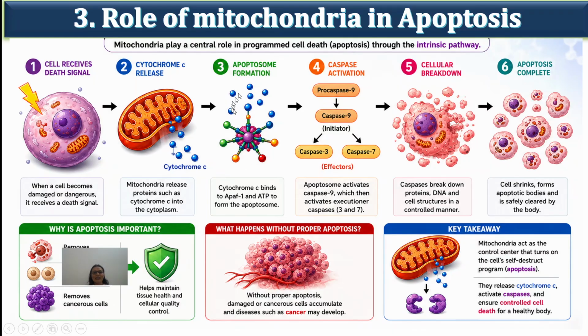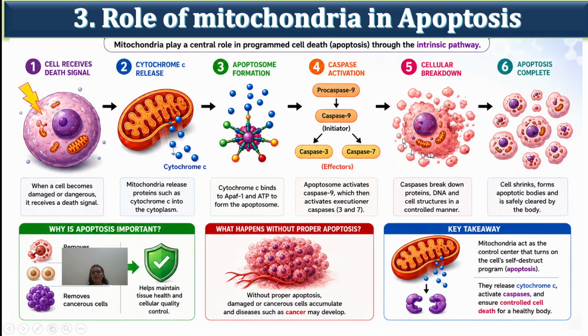So here you can see this released cytochrome C binds with APAF1 and forms the apoptosome. This apoptosome activates the various cascade of the procaspase. Procaspase is an inactive form. It is converted into the active form, that is caspase. So caspase activation activates procaspase 9. Once procaspase 9 is activated, it activates the initiator caspase, effector caspase 3 and caspase 7.